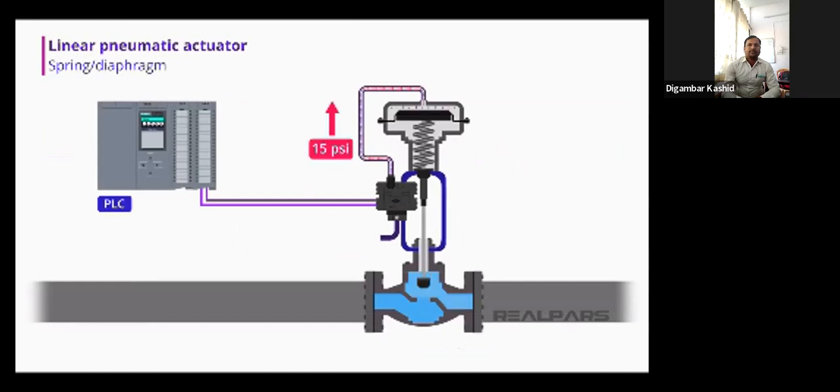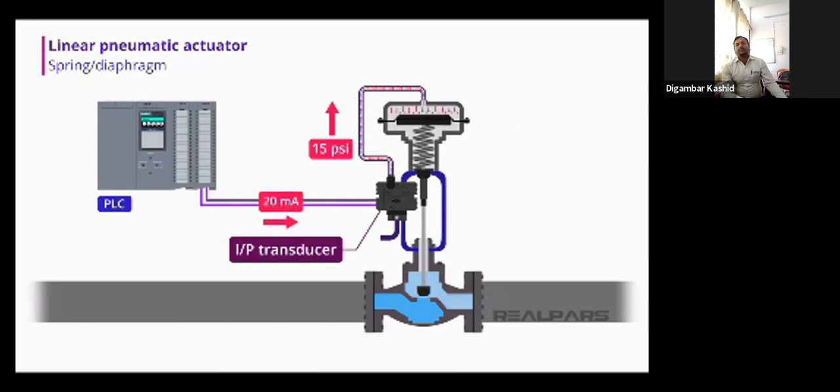A typical pneumatic actuator will stroke a complete 0 to 100% over a pneumatic pressure input range of 3 to 15 psi. The PLC analog output card produces a 4 to 20 milliamp current to move the valve from fully open to fully closed. A signal conditioner called a current to pressure transducer, or I to P, will change the 4 to 20 milliamps into 3 to 15 psi.